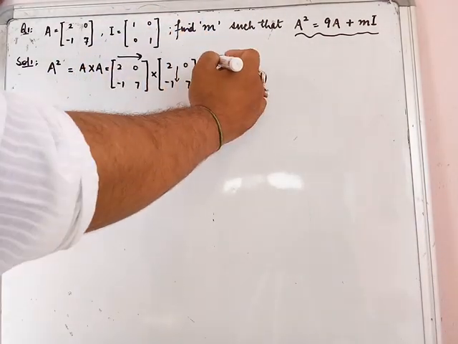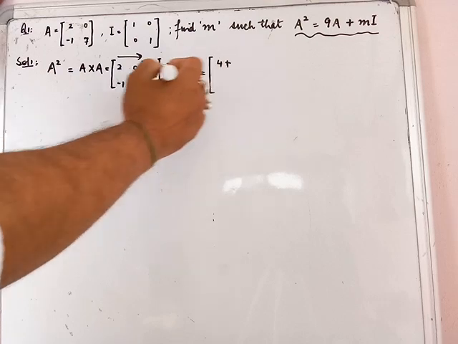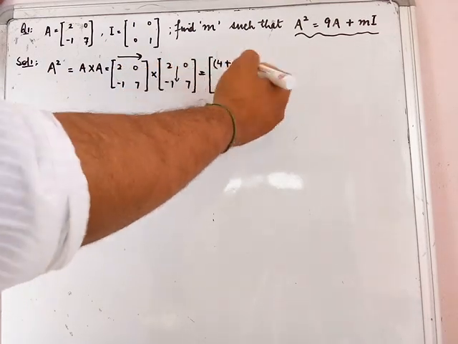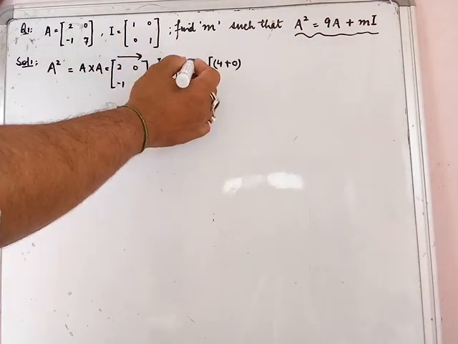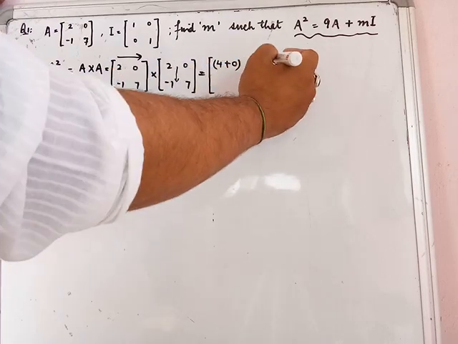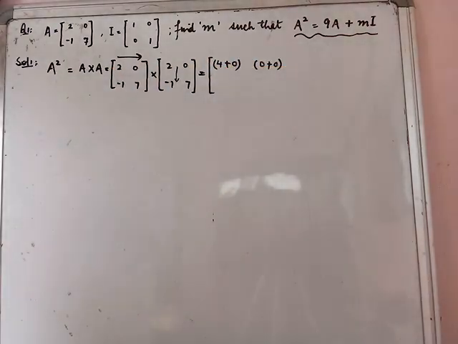2 multiplied by 2 will give you a 4, and 0 multiplied by minus 1 will give you a 0. Similarly, for the second place, 2 multiplied by 0 will give you a 0, and 0 multiplied by 7 obviously also gives you a 0.